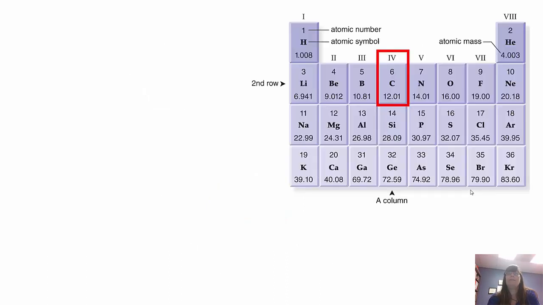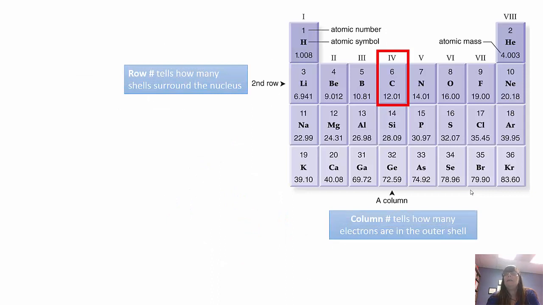And that's very important. When you look at the periodic table, the row tells you how many shells surround the nucleus. So helium and hydrogen up there are in the first row, so they only have 1 shell. So they're full with 2 electrons. The second row have 2 shells, the third row 3, and so on.